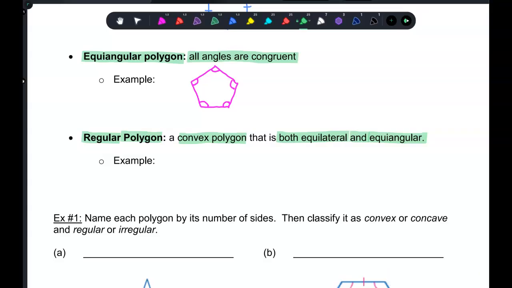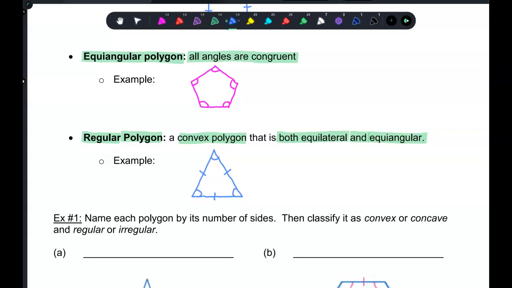So let's make a regular triangle for this one, okay? If it's equilateral, I'm going to label all 3 sides congruent. And equiangular, so I'm going to label all 3 angles congruent. So we see in the first one, equilateral just pertains to the sides. The second one is the angles. The third one is the two of them combined.